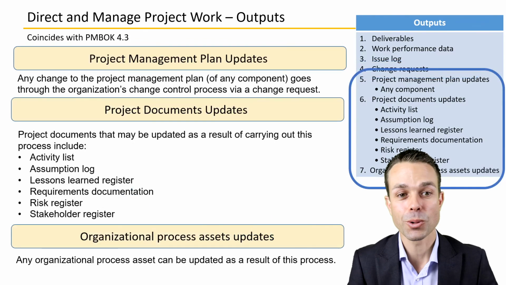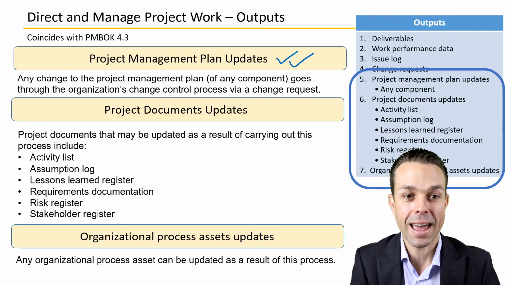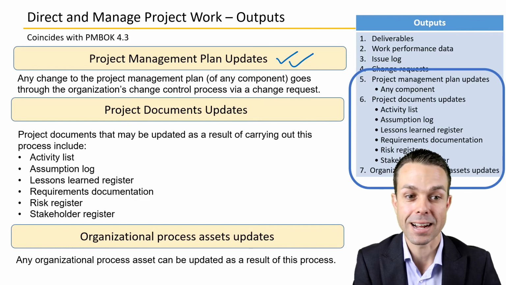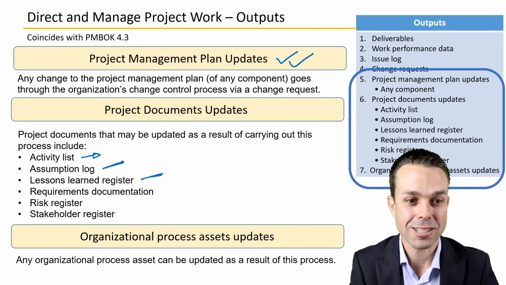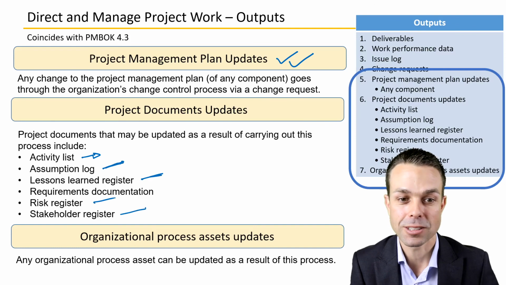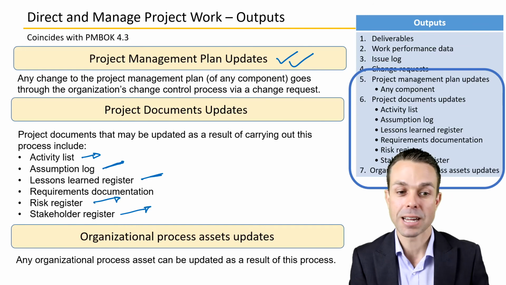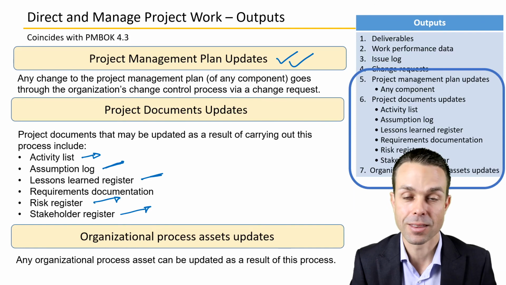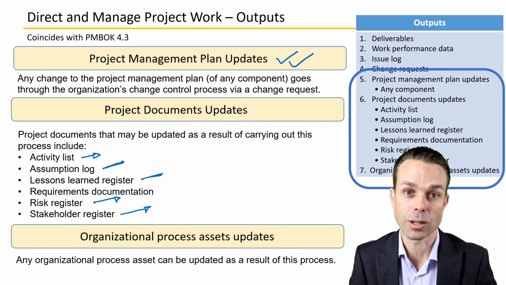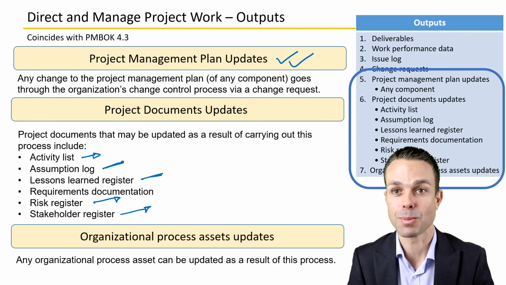Of course, we are also updating the project management plan as an output as we go along with any of those changes, and any of the project documents we're updating as well, like the activity list. Maybe we're adding activities or taking away activities. We're making assumptions or changing assumptions. We're adding to our lessons learned register and our risk register, stakeholder register, as people come and go on our project. And we might be changing as well any of the templates or organizational process assets that might have changed as part of our project as we're going along. And that is the process of directing and managing the project work as part of the Project Management Body of Knowledge.